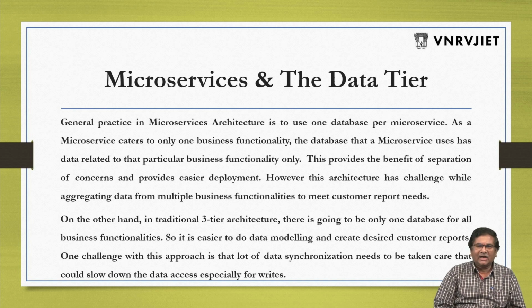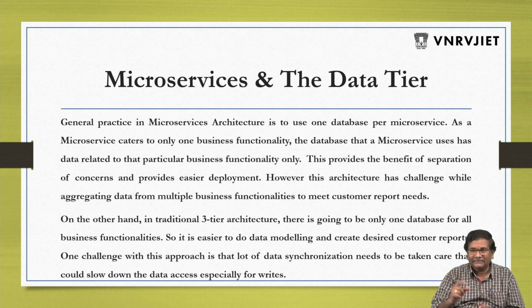Now in this topic I'm going to talk about services and the data tier. The general practice in microservice architecture is to use one database per microservice, which we have seen. As a microservice caters to only one business functionality, the database that the microservice uses has data related to that particular business functionality only, which we already discussed.